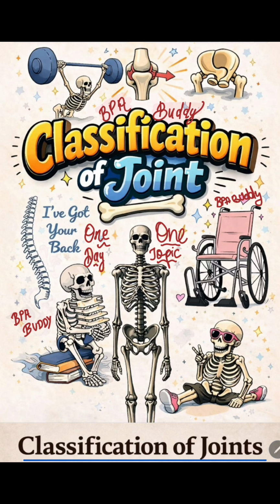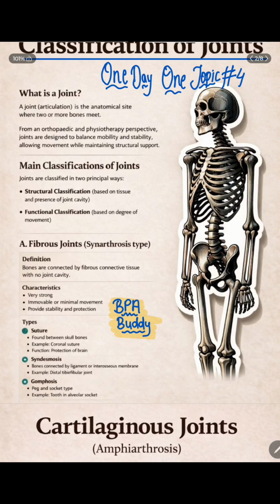So today's topic is classification of joints. I've got your back, so let's begin with the classification of joints. Let's start with what a joint is. A joint is an articulation. It is an anatomical site where two or more bones meet together.